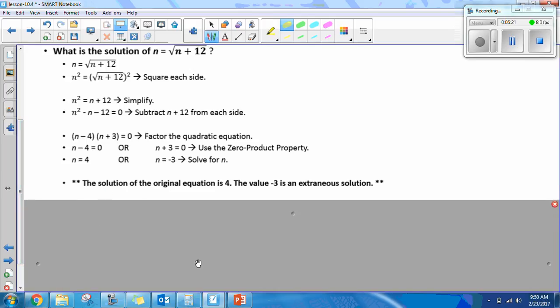Now we need to check that these solutions work. So we're going to plug in 4 into the original equation. The square root of n plus 12, if we plug in 4, we get 4 plus 12 is 16. Square root of that is 4. n equals 4 on this side, so that one works. If we do negative 3, we get negative 3 plus 12, which is 9. Square root of 9 is 3. However, n equals negative 3 on this side, so that one does not work. So the solution of the original equation is 4, and the value negative 3 is an extraneous solution.